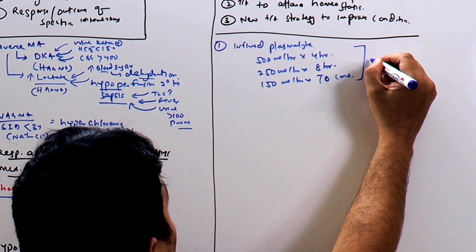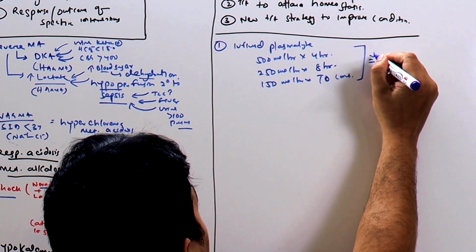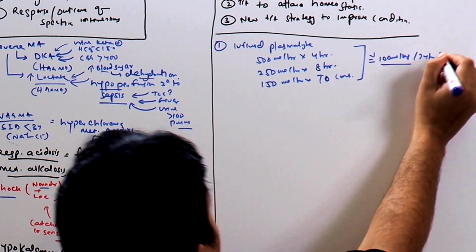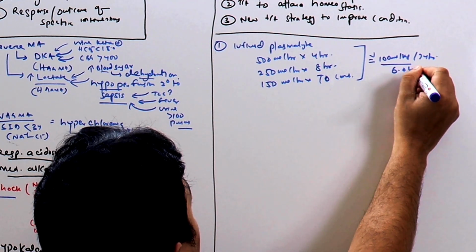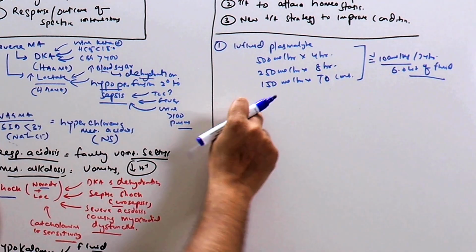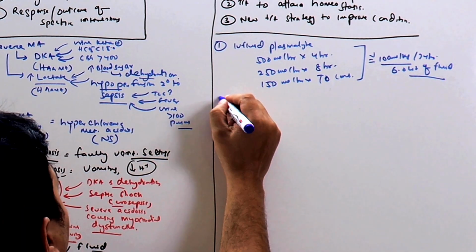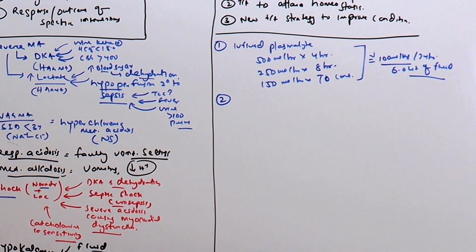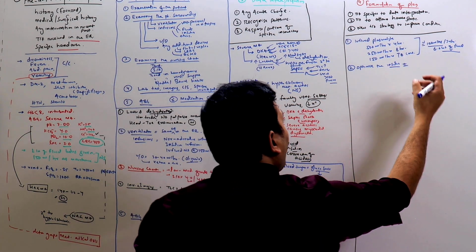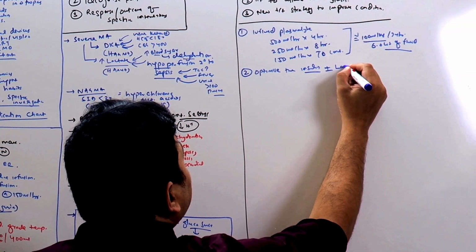Target a cumulative balance of approximately 100 ml per kg in 24 hours. For a 60 kg person, at least 6 liters of fluid. Right? This is very, very important. Number two is we have to optimize the insulin. You may need to increase the IV insulin by 1 across the board, or you may add Lantus insulin.